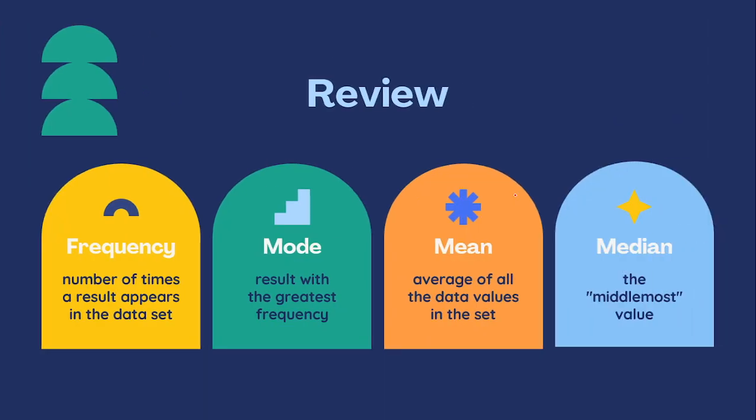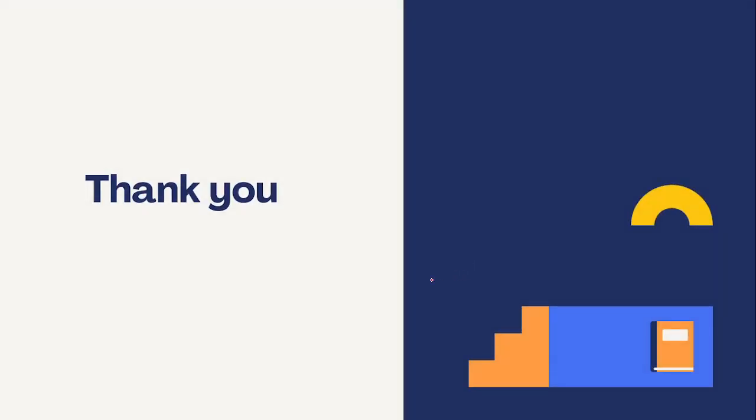Okay, yes. So here in this video we have studied what is frequency, what is mode, mean and median. Frequency means the number of times a result appears in the data set. Mode means the greatest frequency or the most occurring data. Mean means the average of all the data values in the set, and median means the middle most value is the median, right? So like that you have seen there are 3 measures of central tendency, right? So that's all in this video.